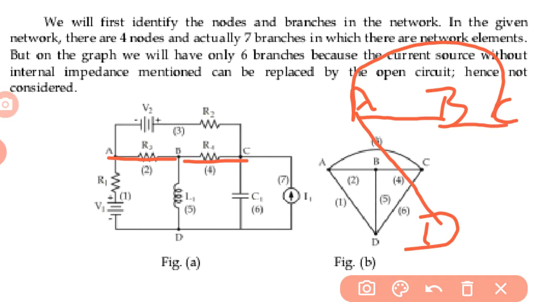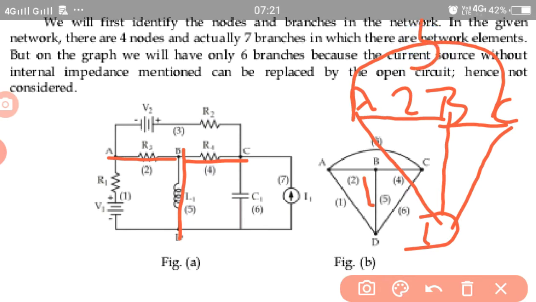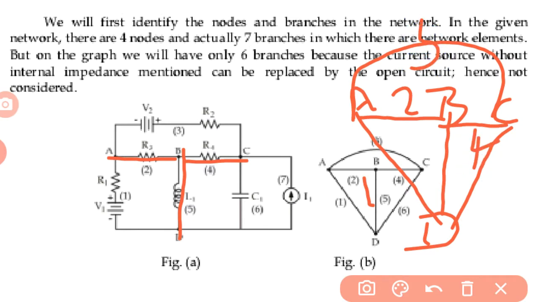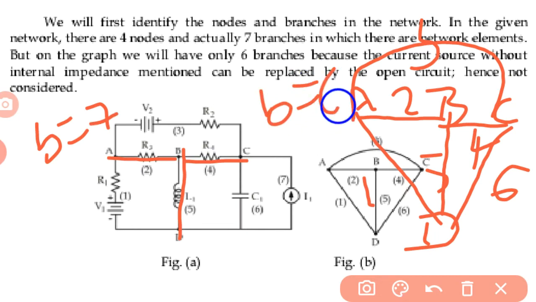Next, the fifth one is B to D. Again, the sixth one is C to D. So the number of branches in this case is 1, 2, 3, 4, 5, 6. But in the network, the number of branches is equal to 7, while in the graphical representation, the number of branches is equal to 6.